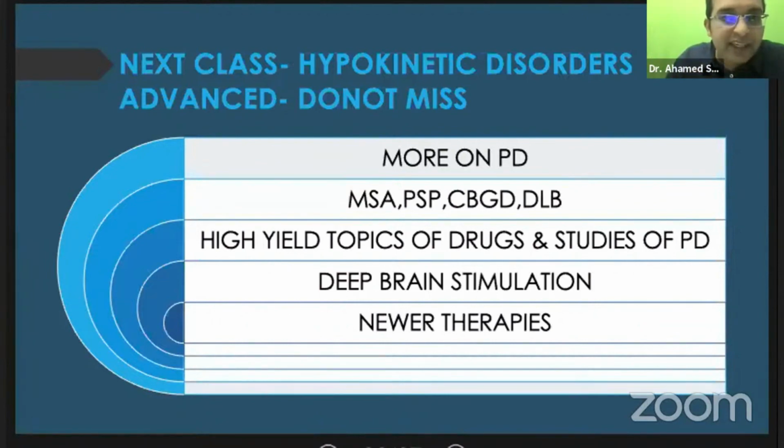So the next class is actually hypokinetic movement disorders, advanced. So do not miss it. More on PD, and other disorders of hypokinesia, that is MSA, PSP, CBGD, DLB. More on drugs and studies on PD, that is lots of studies, ADAGIO, DATATOP. Deep brain stimulation is a recent topic, and more questions could be asked, especially in institutes. Newer therapies, stem cell therapy, other therapies, A2A antagonists, agonists, etc. will be discussed. Harrison, you cover. Bradley, some parts, tables, try to read.